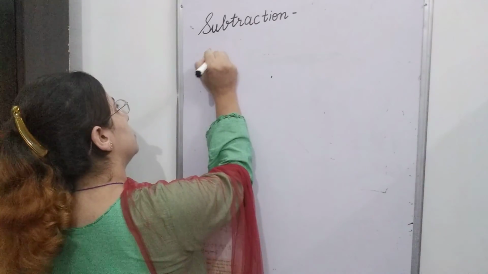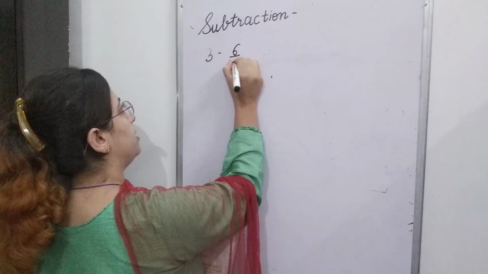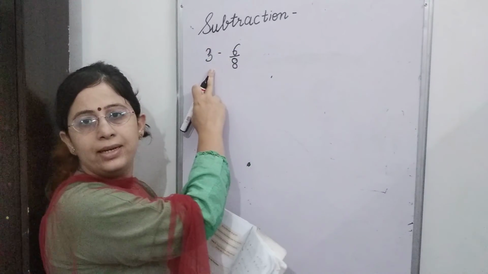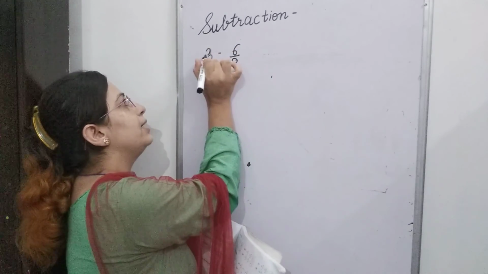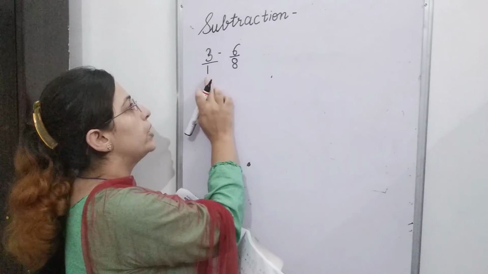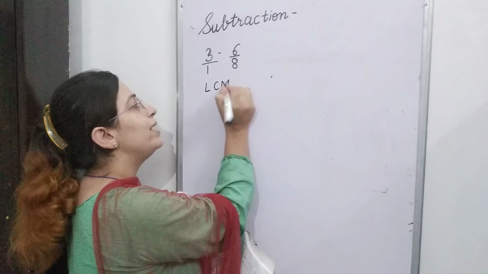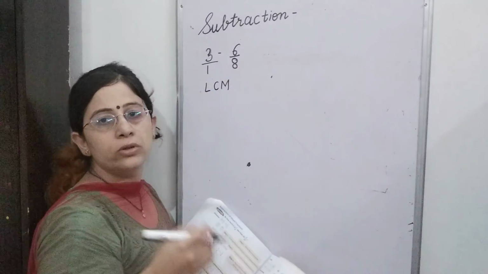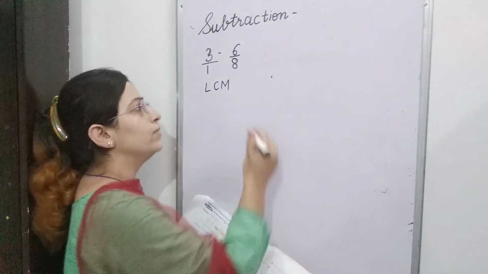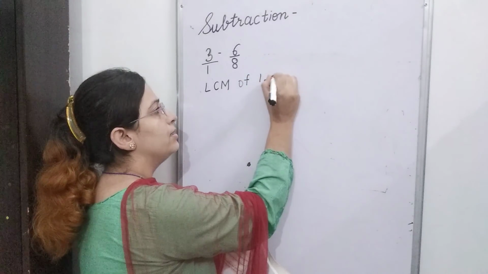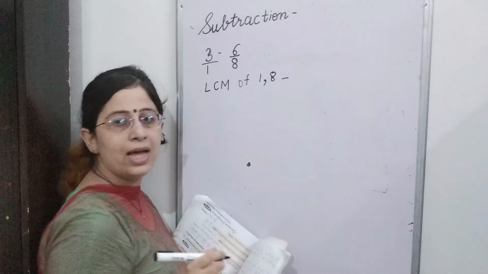3 minus 6 by 8. Here, as you can see, there is no denominator. So what we can do, we can write here 1. Now here is 1, here is 8. So we have to make the denominator same. For this we will take the LCM of the denominators. LCM of 1, 8. This we have to find.